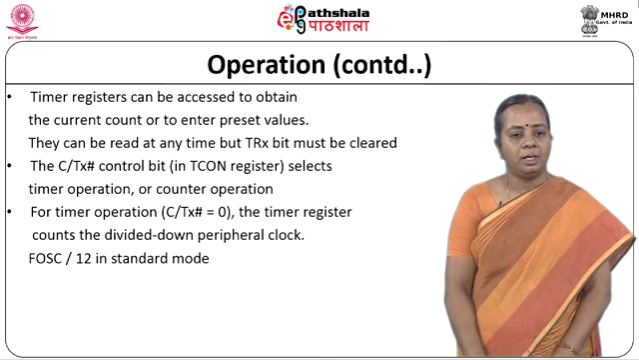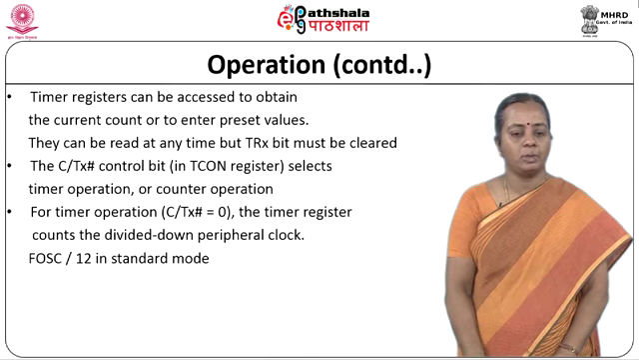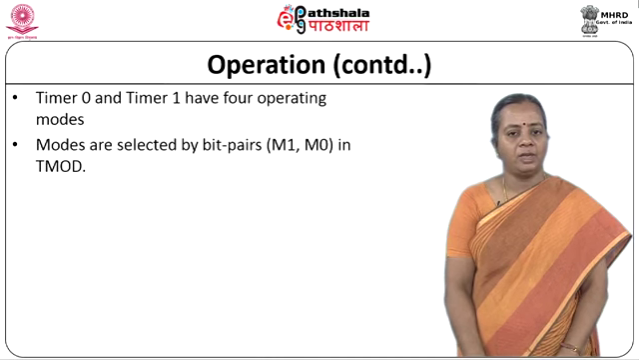And remember that here I will have a clock in the processor, and each machine cycle I will make it as the clock cycles divided by 12. That means FOSC divided by 12 is in a standard mode. When you are looking at timer 0 and 1, we have 4 operating modes. Because we have TL and TH together, maximum I can go for 16 bit. So with that they have made the timer operate with 4 different modes.